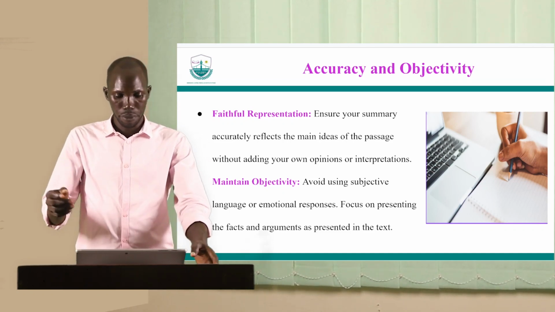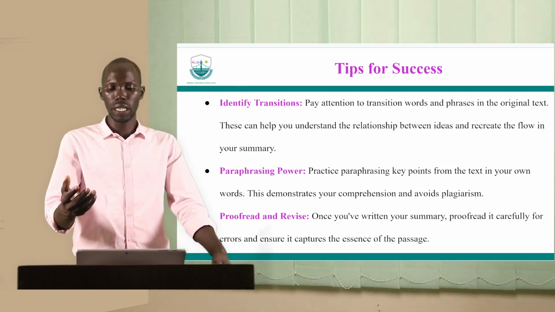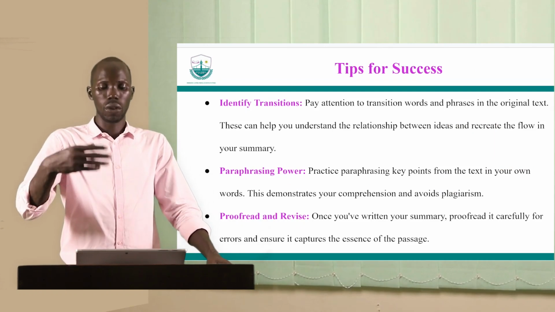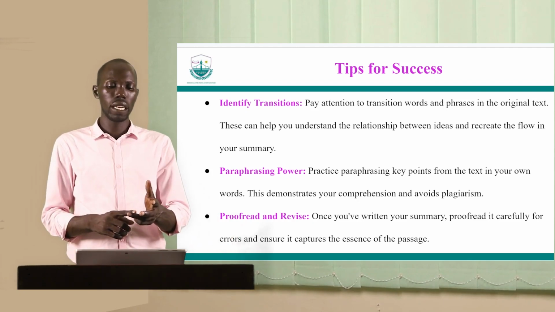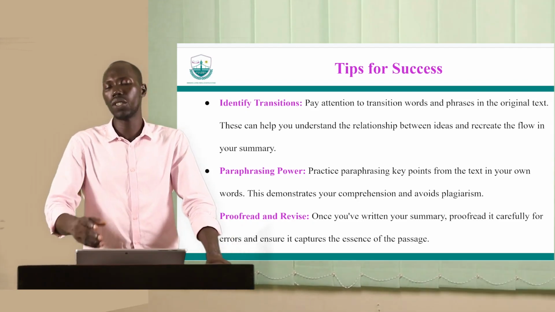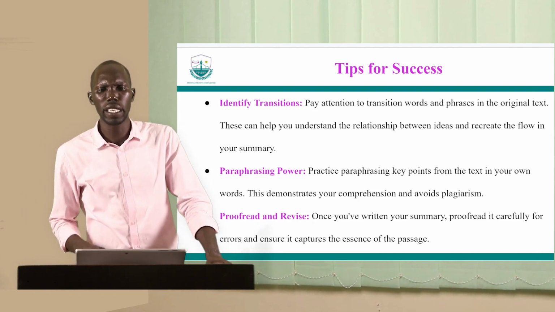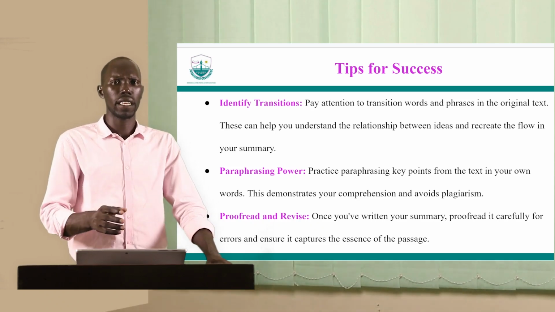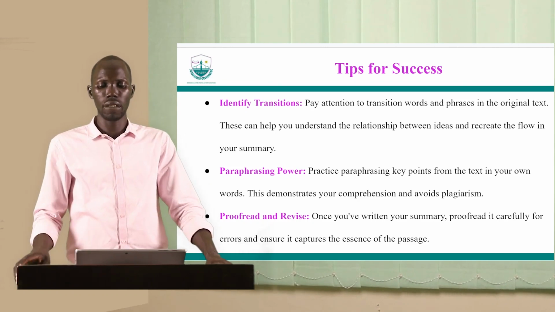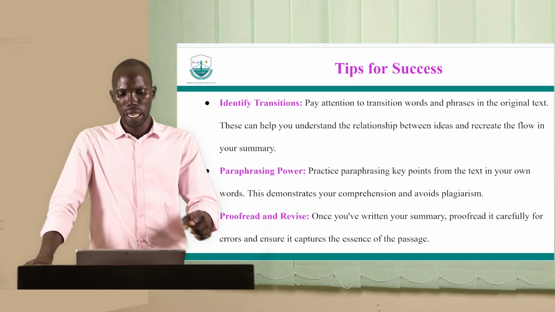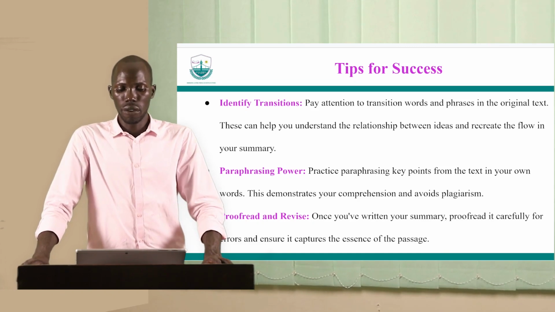And in addition to your accuracy and objectivity, there are a few tips that enable you to write a good and successful summary. Among many, you should identify the transitions. Which transition does the author present? At most, an author would not just go through presenting the same ideas without varying. You should be able to recognize the transition. Pay attention to transition words and phrases in the original text. This can help you understand the relationship between ideas and recreate the flow in your summary.